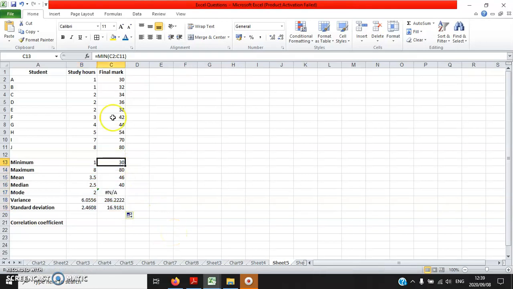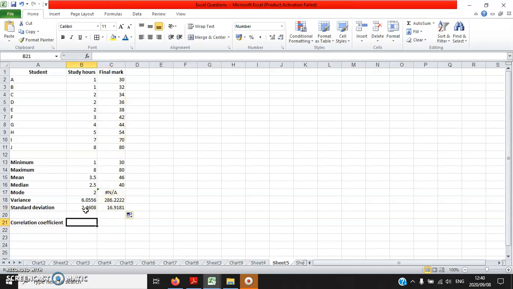So for the final mark, this is the minimum 30, maximum 80, mean 46, median 40. For the mode, there is no mode for final marks. Do you notice that each final mark only appears once? Remember, for a number to qualify as mode, it must appear at least twice. Variance 286, standard deviation, square root of variance, 16 point something.